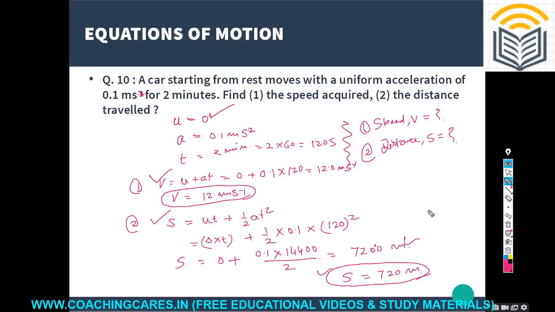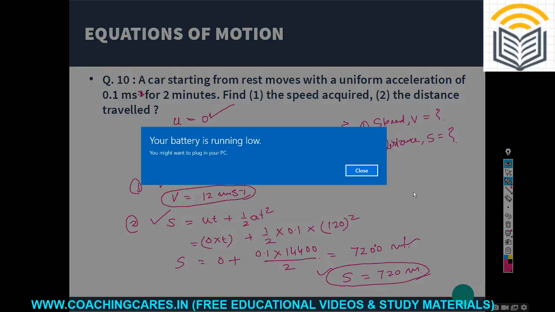So I hope you are now able to understand the derivation and all the 3 equations of motion, and you can utilize all these equations of motion to solve the numericals in this chapter. So thank you.